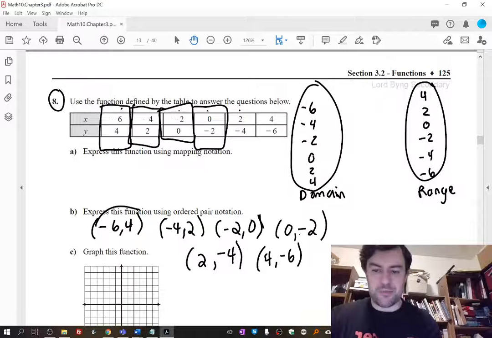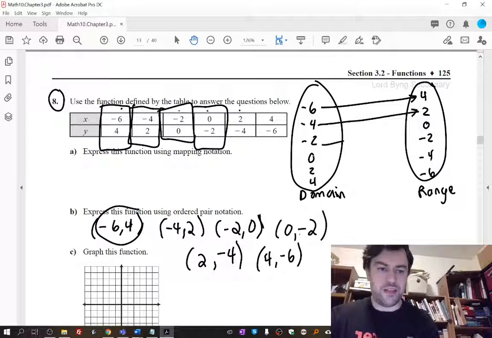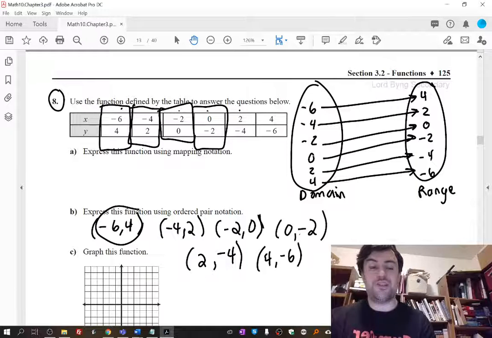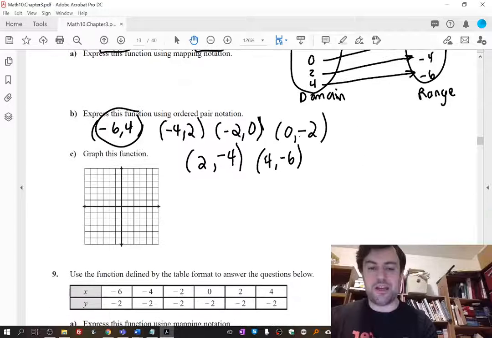But we can just combine them together. So -6 and 4 connect together. -4 and 2 connect together. -2 and 0, 0 and -2, 2 and -4, and 4 and -6. So there's the table of values drawn as a map diagram. So we've redrawn this table of values now in 2 different ways.